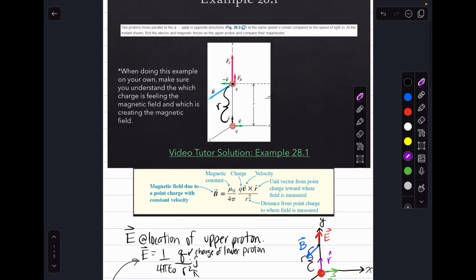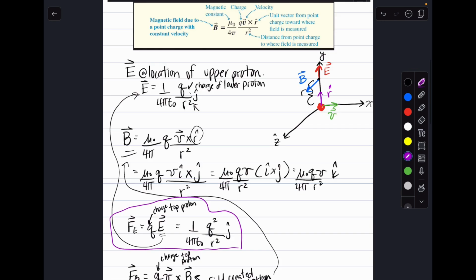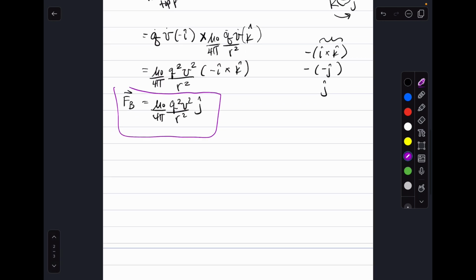There's another part to it where it asks us to compare the magnitudes. We can do that real quick. It just kind of illustrates a cute little relationship. It's cute. It's fun. All right, we're going to compare those magnitudes by taking their ratio.